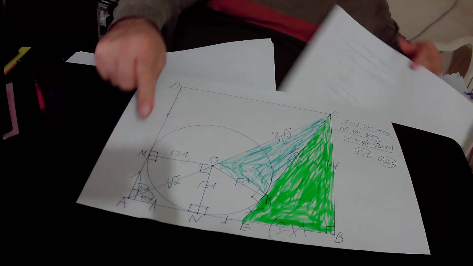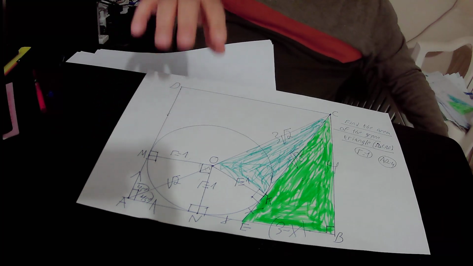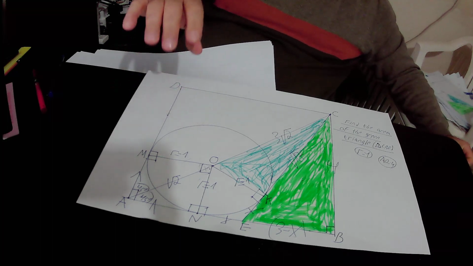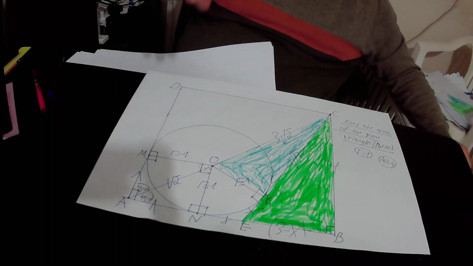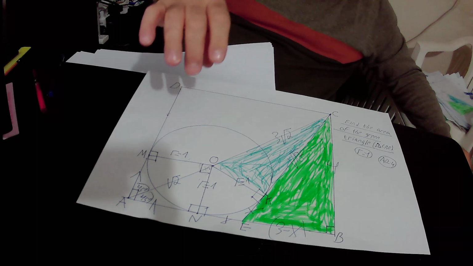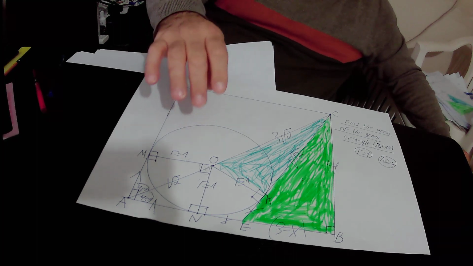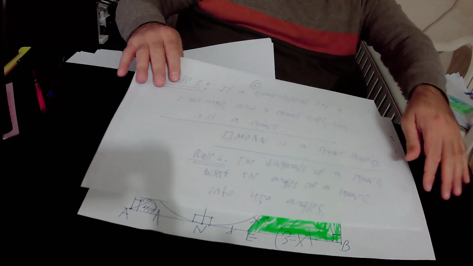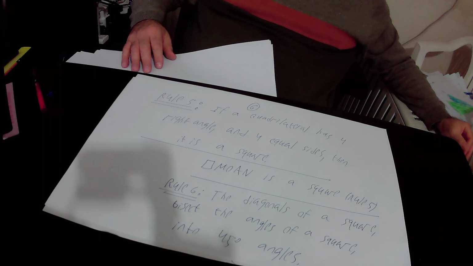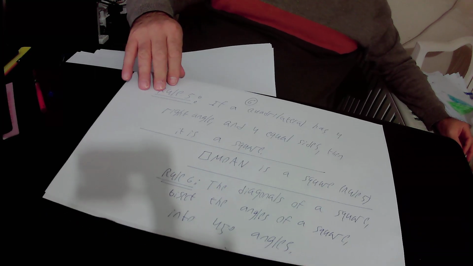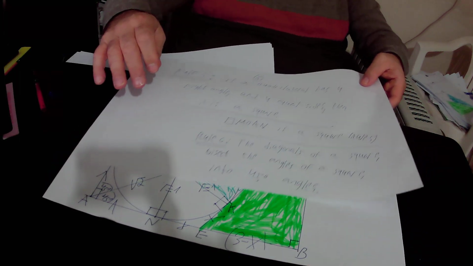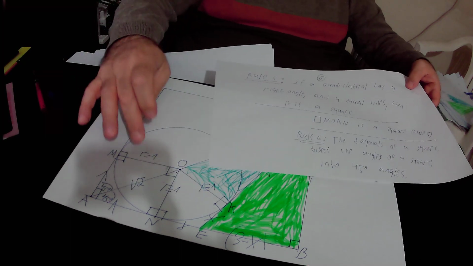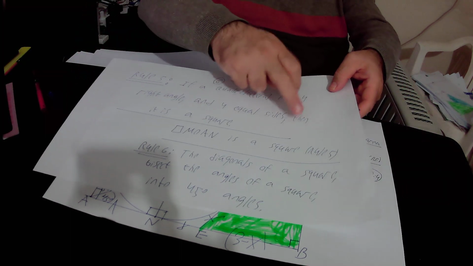So we found out that all 4 sides of quadrilateral MOAN are equal to each other. They are all equal to 1 unit. And also all 4 angles of quadrilateral MOAN are right angles. And we also have rule number 5. According to rule number 5, if a quadrilateral has 4 right angles, then it is a square. So therefore, the quadrilateral MOAN that has 4 right angles and 4 equal sides is a square. This quadrilateral MOAN is a square according to rule number 5.